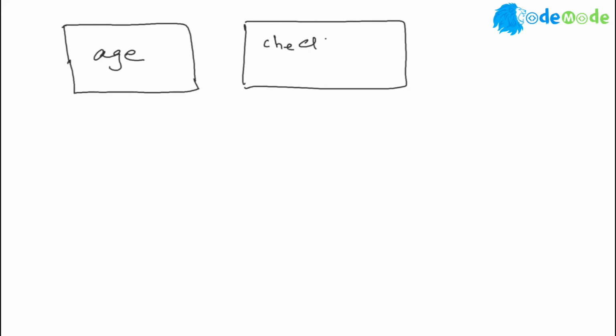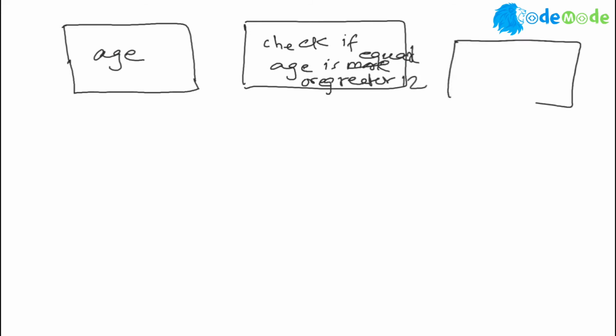Check if age is 12 or more, equal or greater than 12. And then one possible output is you will print saying eligible. And another says, sorry, you're not eligible. Something like that.